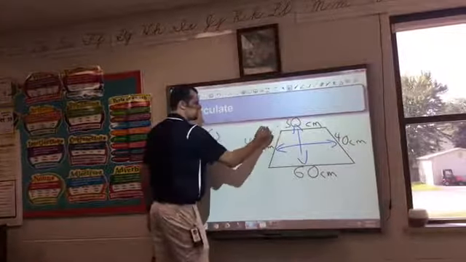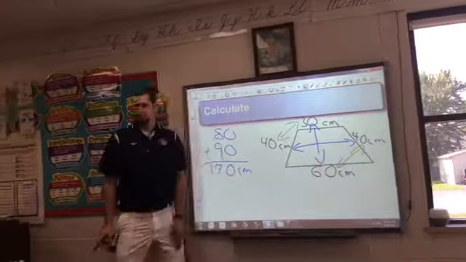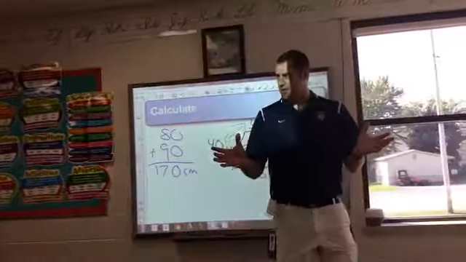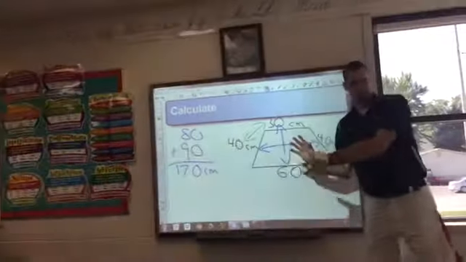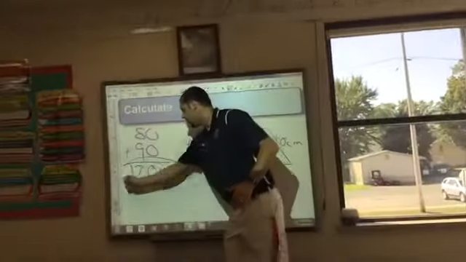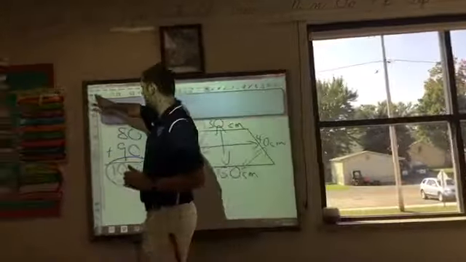Could I have done this instead? Did 30 plus 40 and 40 plus 60? Sure. Remember with the commutative property, the order of the add-ins doesn't matter. So whatever weird combination you want to try to come up with to solve it, it all works. Because finally, we're going to wind up, if we do it all properly, with 170 inches, or 170 centimeters, excuse me.